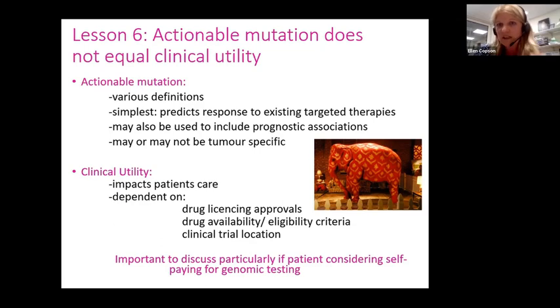I was always the harbinger of doom in our molecular tumor boards, because our fantastic biomedical scientists would have spent ages trying to find me an actionable mutation, and then I would have to tell them there was nothing I could do with it because that drug isn't NICE approved, or the patient had too many lines of therapy already. This is a really important issue, particularly if a patient is talking about self-paying for genomic tests, because they need to understand that just because a report says there's something actionable, it doesn't mean the oncologist is going to be able to act on that.